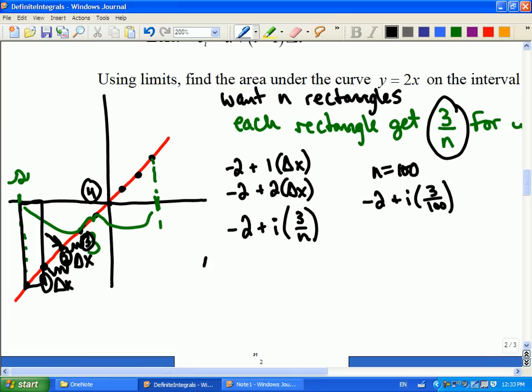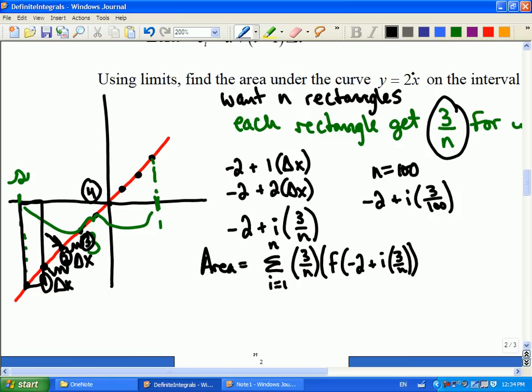So the area is going to be to add up, and that's sigma notation. Have you guys seen sigma notation before? Okay, don't worry too much about sigma notation, but this is just the lazy mathematician way of saying the sum. It's the capital Greek letter S, so it's used to abbreviate the sum. If I start at 1 and I go to n, I'm adding each of the rectangles up. So the width of each rectangle is 3 over n, and the height is going to be my function at -2 plus I times 3 over n. And my function just multiplies by 2.